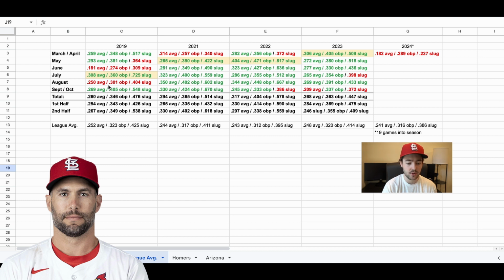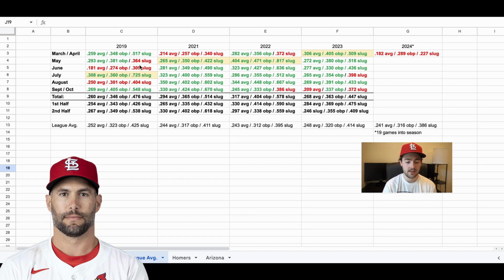May and June. In June, he had a .181 average, .274 on base, and .309 slug. That is very bad, and that actually might be his very worst month as a Cardinal if it weren't for his current March and April start right now. But I highlighted in yellow here what I think you can consider the break point where you can tell he may have found something right here.